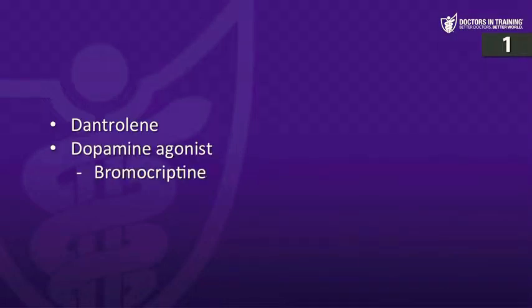It's time for the 3-question warm-up for Endocrine 1. Let's get going. What is the treatment for neuroleptic malignant syndrome? So dantrolene is the main thing that we use here, and if dantrolene is not effective, or in addition to dantrolene, you can actually use something like a dopamine agonist like bromocriptine.